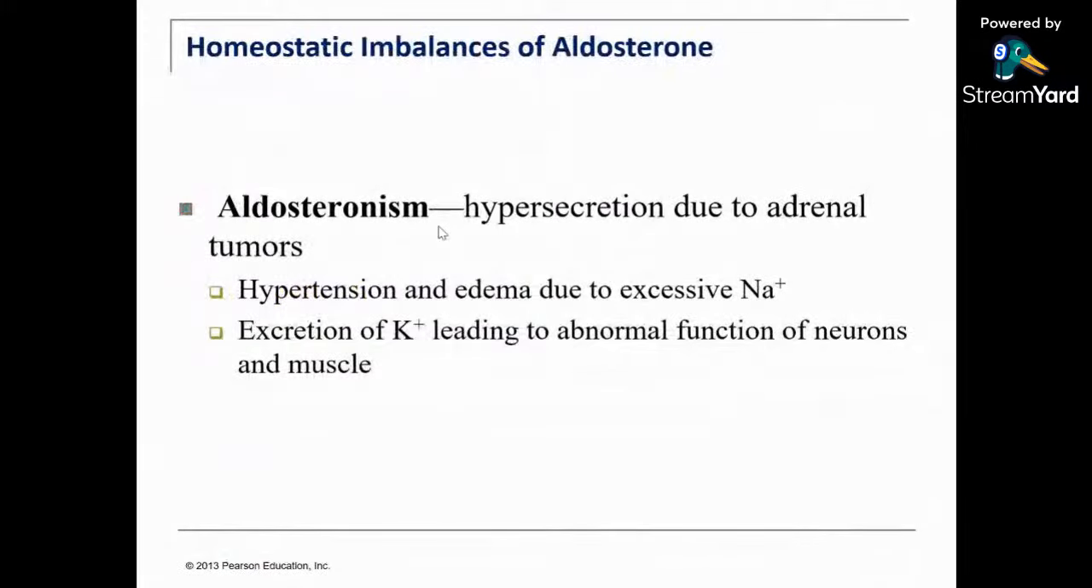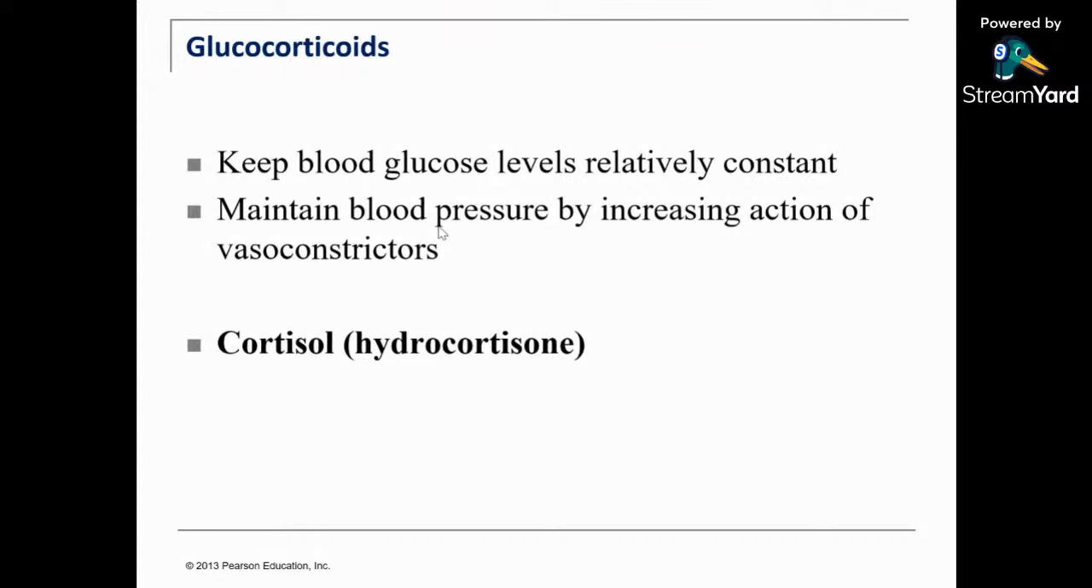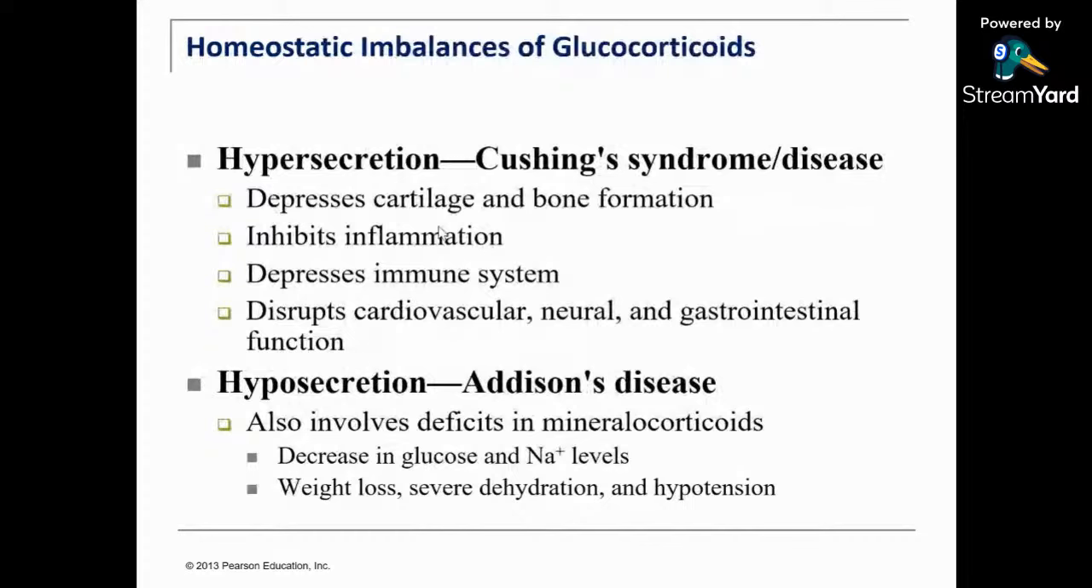Homeostatic imbalance causes aldosteronism due to hypersecretion, with hypertension and edema due to excessive sodium, and excretion of potassium leading to abnormal functions of neurons and muscles. Glucocorticoids help keep blood glucose level relatively constant and maintain blood pressure by increasing the actions of vasoconstrictors. Homeostatic imbalance of glucocorticoids: hypersecretion causes Cushing syndrome, which depresses cartilage and bone formation, inhibits inflammation, depresses the immune system, and disrupts cardiovascular, neuronal, and gastrointestinal function, and hyposecretion causes Addison disease.